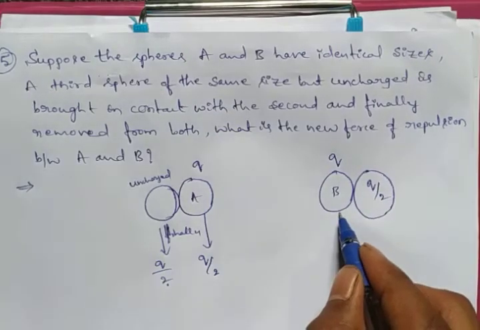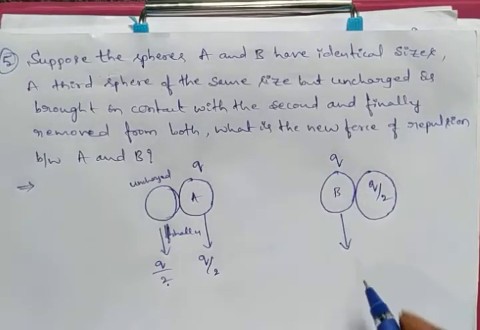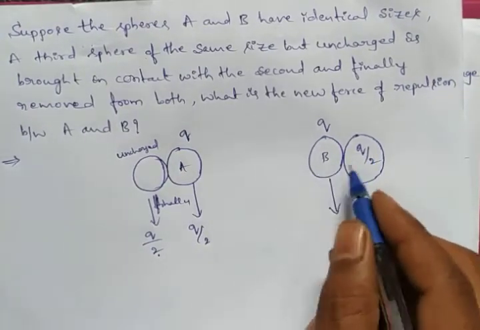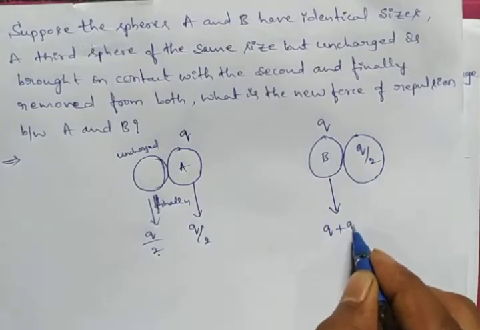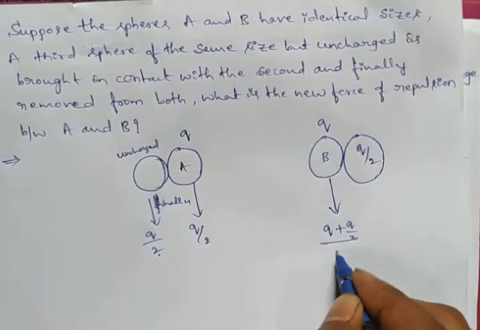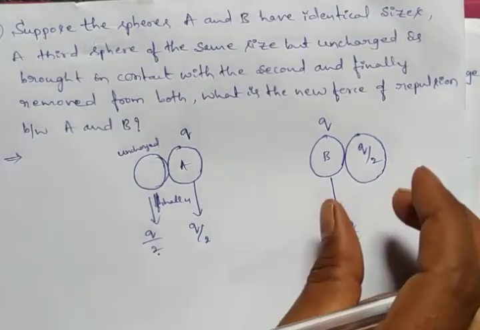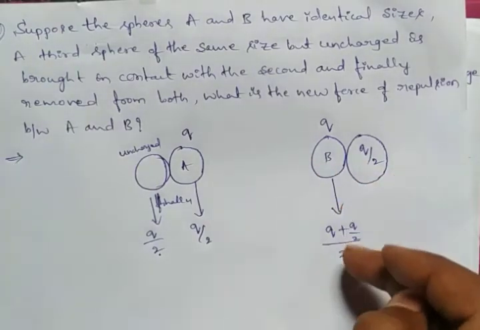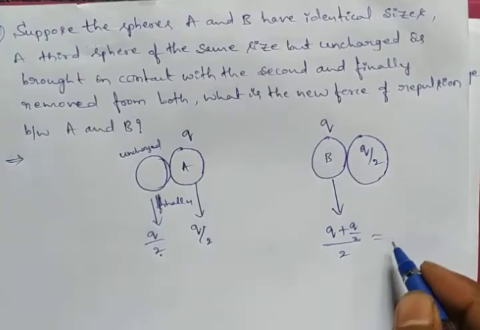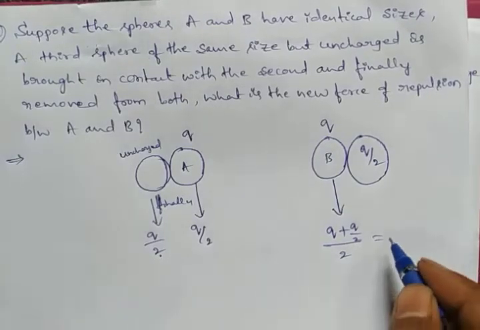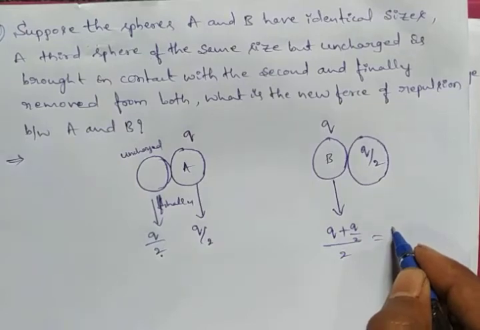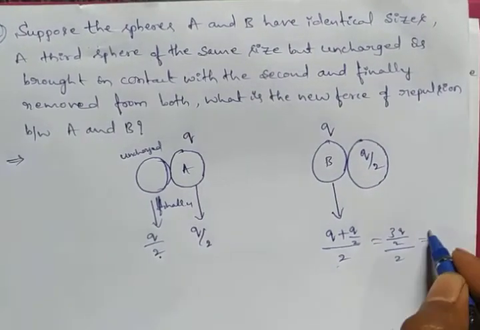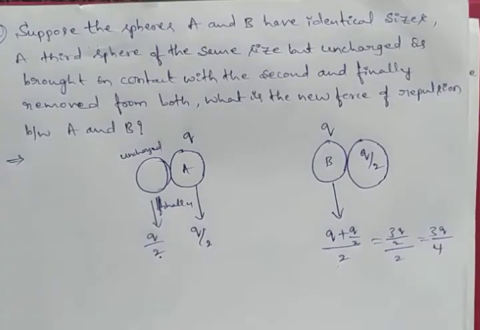In that case, what is the charge of this B? Again it is divided: q plus q by 2, divided by 2, because it is divided equally. Whatever the charge is there, it is equally divided, so we can add these two and divide. Here q plus q by 2 is 3q by 2, by 2, so now it becomes 3q by 4.